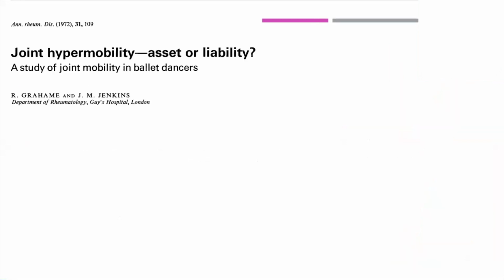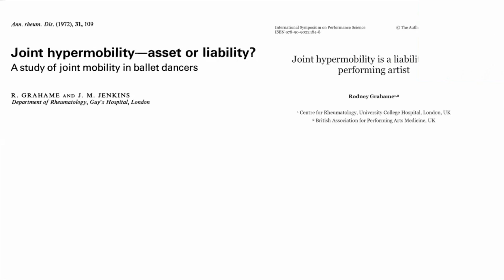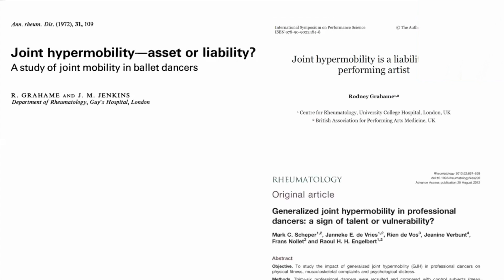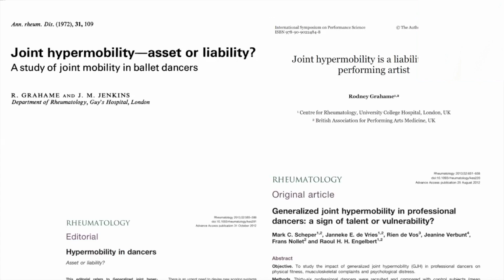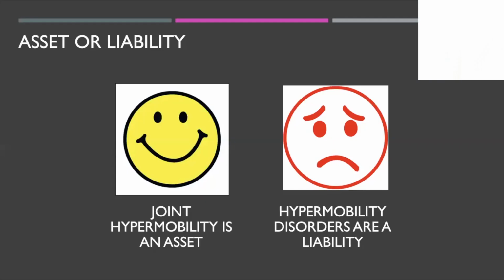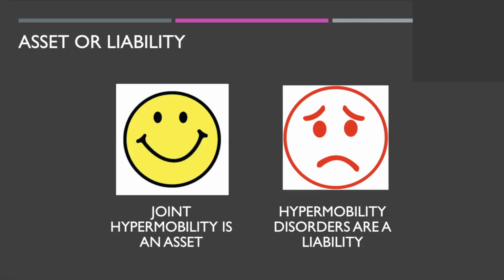Hypermobility and hypermobility disorders have been a subject of quite a bit of debate in the medical literature since 1972, when Professor Rodney Graham first published a paper on joint hypermobility, asset or liability. So this work has been really pivotal for a lot of people. And there's been a lot of other publications since then by Professor Graham and others disputing, is joint hypermobility in professional dancers a sign of talent? Is it a vulnerability? Is it an asset? Is it a liability? And what I would state is that joint hypermobility itself is an asset.